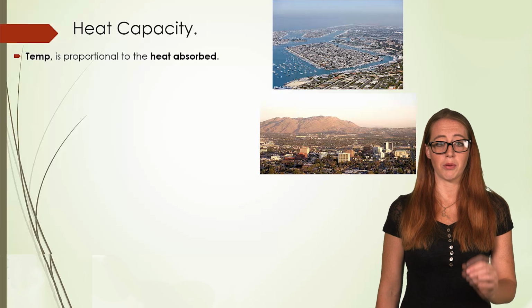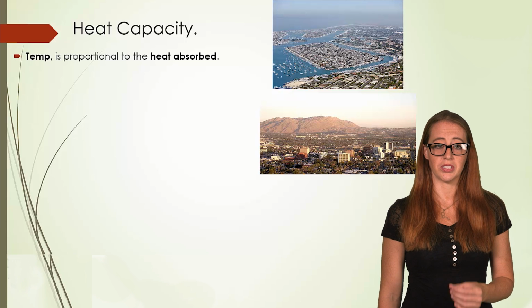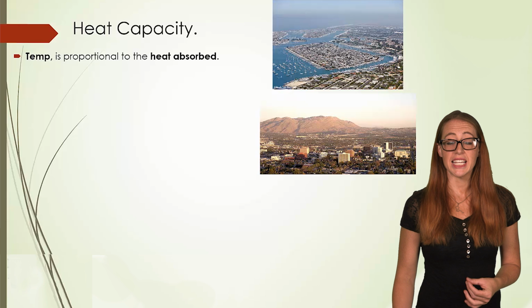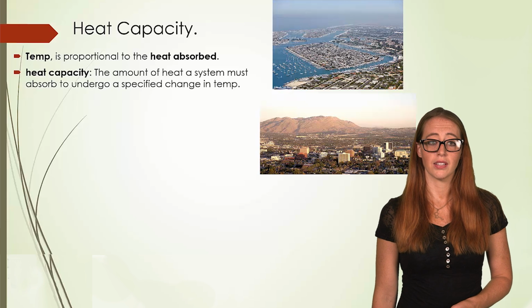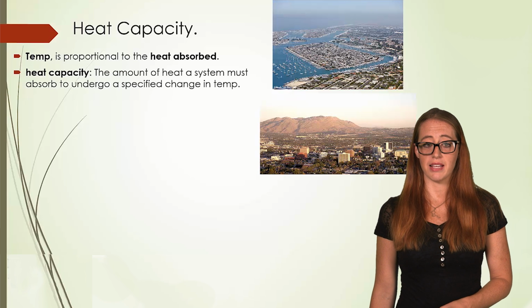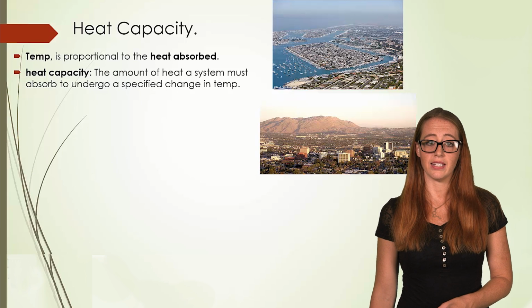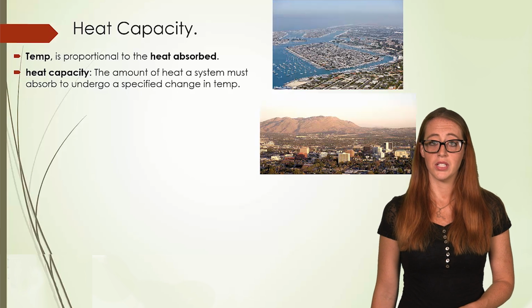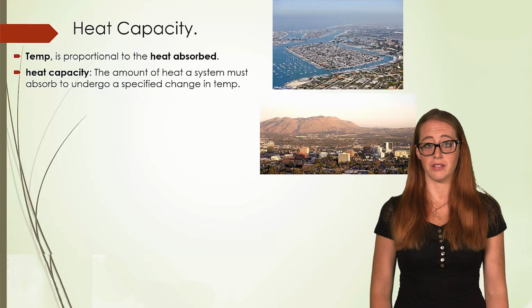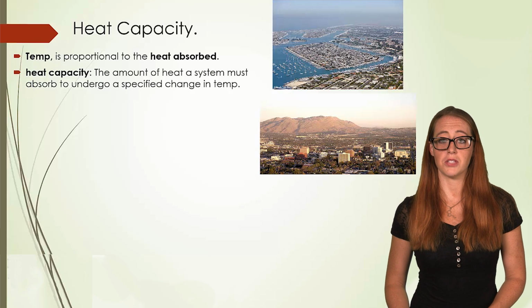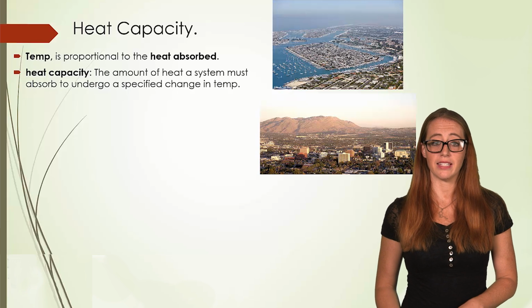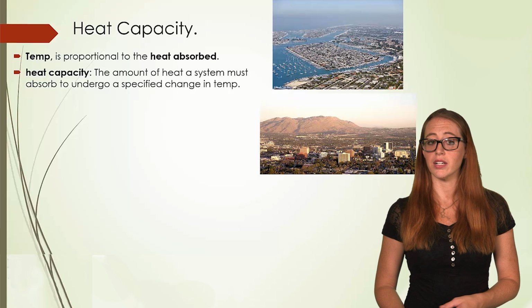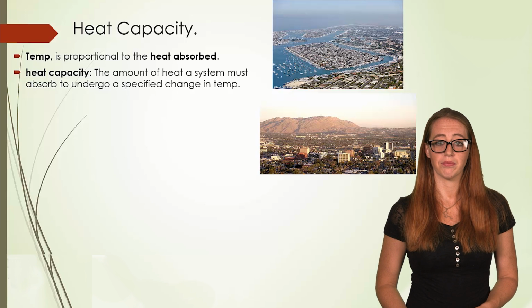So we already said this, but one more time, temperature is proportional to the heat absorbed. But that doesn't necessarily mean that it is the same for all species. We need a measure called heat capacity. This is the amount of heat that a system must absorb to undergo a specified change in temperature. Typically, this is described as 1 degree Celsius. So the amount of heat that you have to put into, let's say, water to make it change 1 degree.